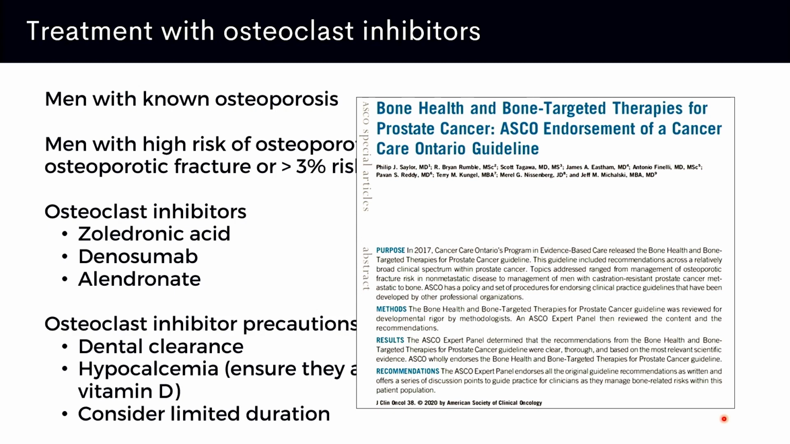This is another ASCO special article. This was done through the Journal of Clinical Oncology, again, endorsing the Cancer Care Ontario guidelines for bone-targeted therapies.